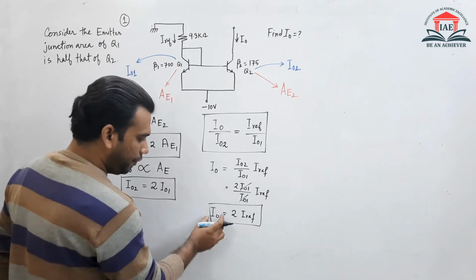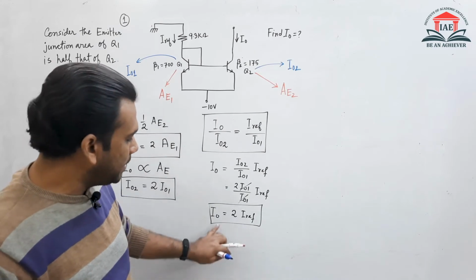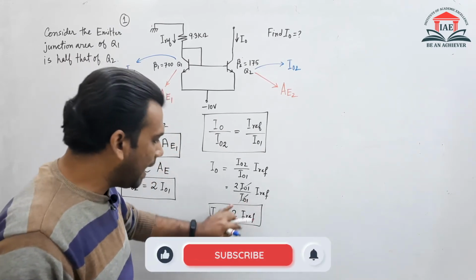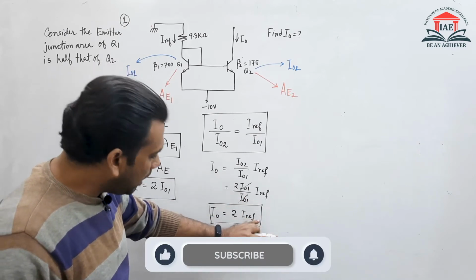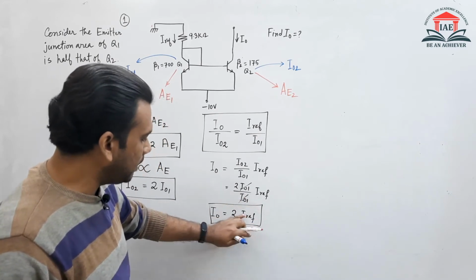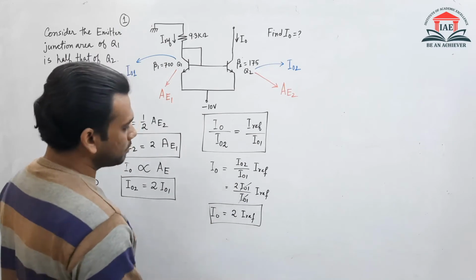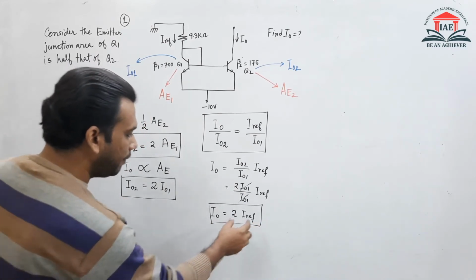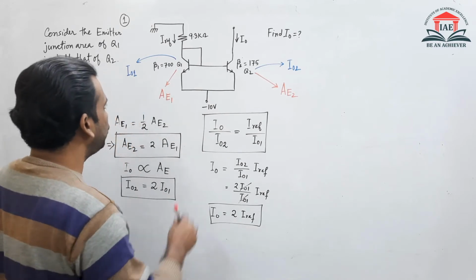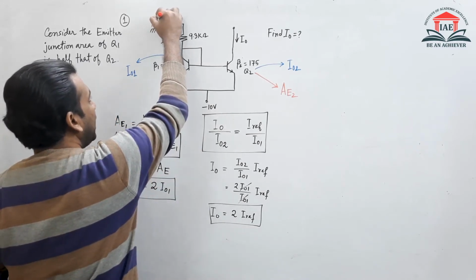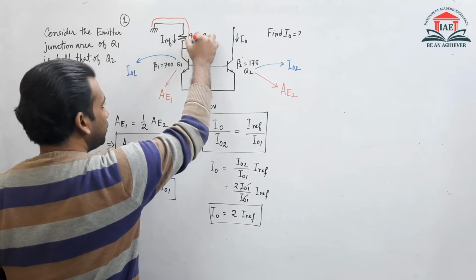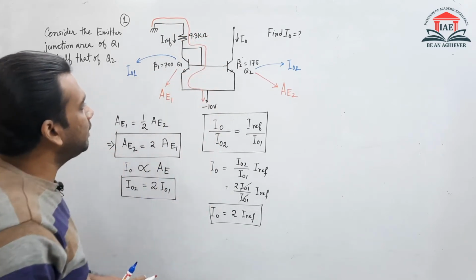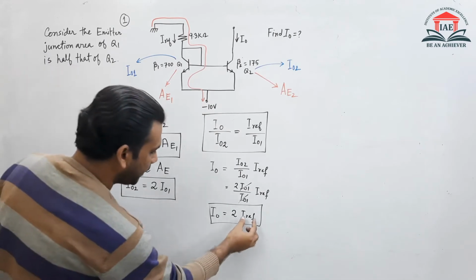So if we want to find the value of output current I0, I first have to find the value of I reference. If I have I reference, then I will get I0. So now let us concentrate on finding the value of I reference. For finding the value of I reference, what do we need to do? We need to apply a KVL in this loop. If we apply a KVL in this loop, then we can find the value of the reference current.